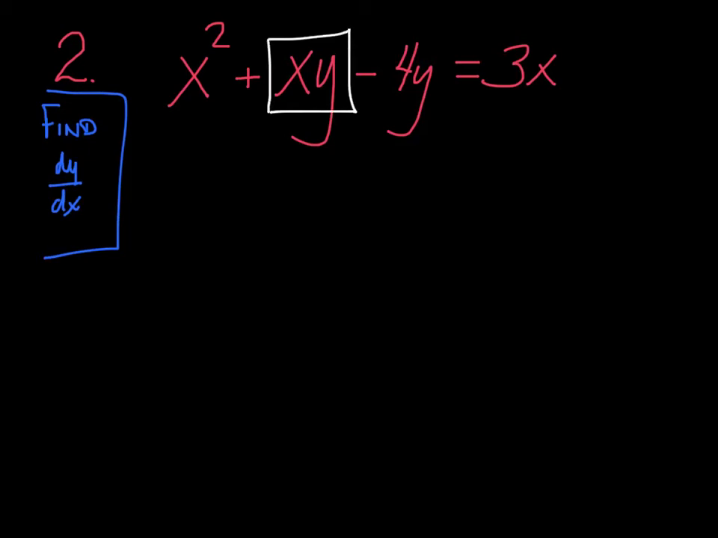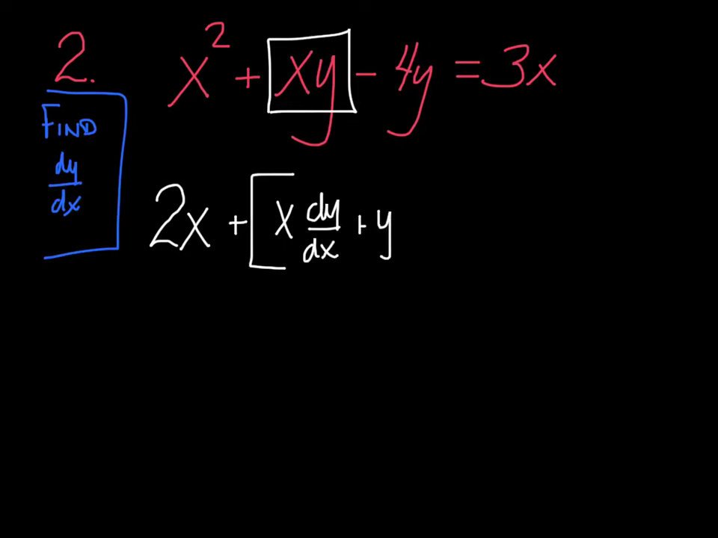Alright, so the derivative of x squared is just 2x plus, I love to bracket my product rule in just so I'm very clear on it. I'm going to say first, the derivative of y you might be thinking is 1, which is true, but then don't forget you need dy dx, plus the second, and the derivative of x is just 1, minus the derivative of 4y is just 4, but because it's a y, we need dy dx, equals the derivative of 3x is just 3.